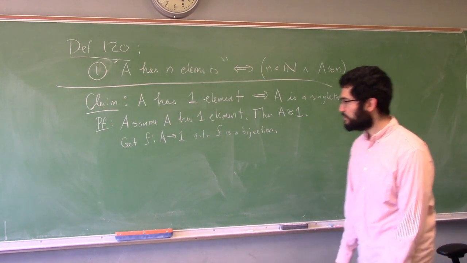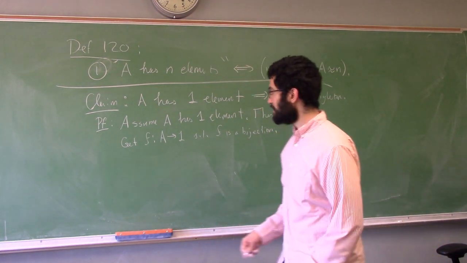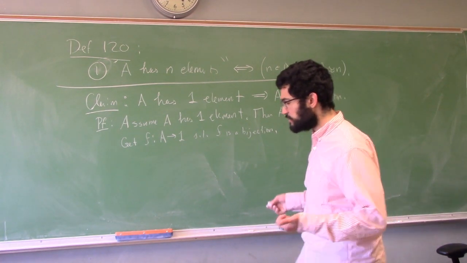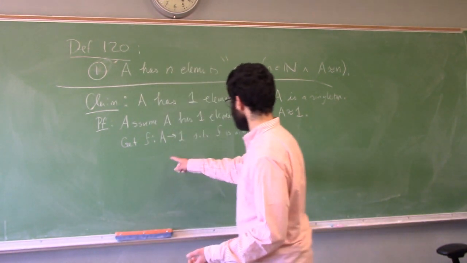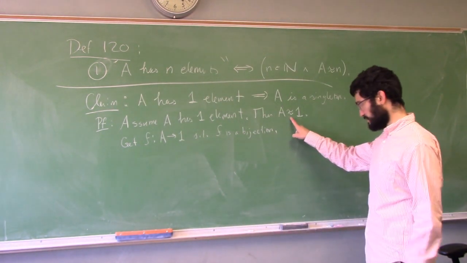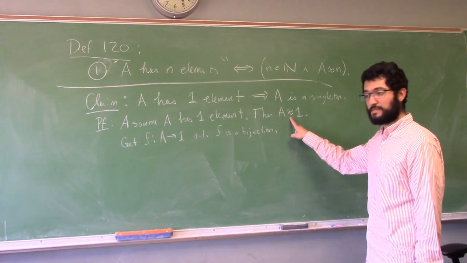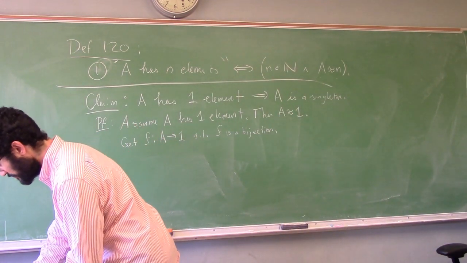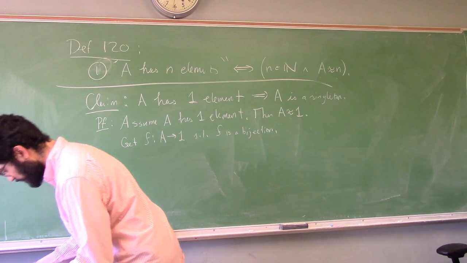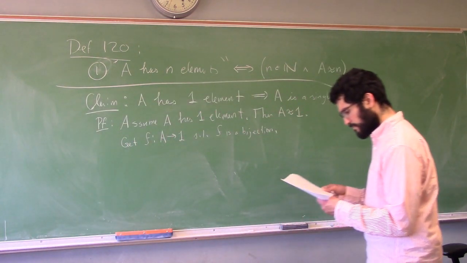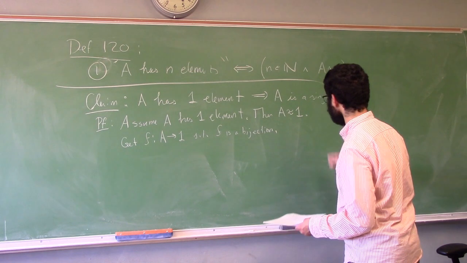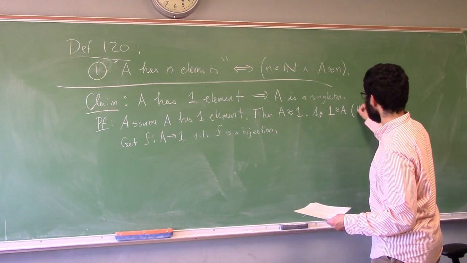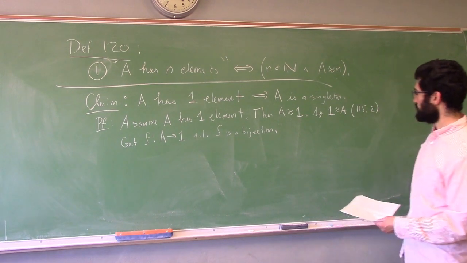Now, I really wish that f mapped 1 to A rather than A to 1. And I could just as well have f map 1 to A, since this relation, wiggly equals, is symmetric. So let me reference the correct thing here. Theorem 115.2. So 1 wiggly equals A by 115.2.